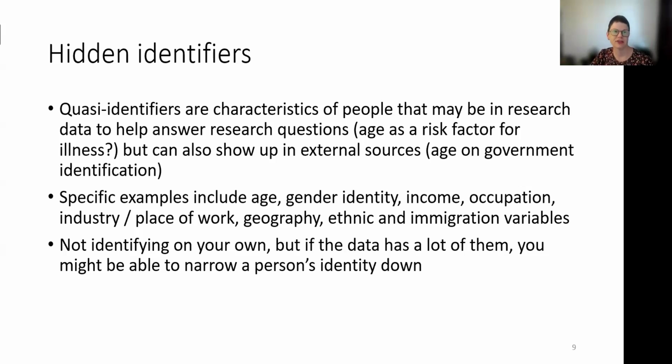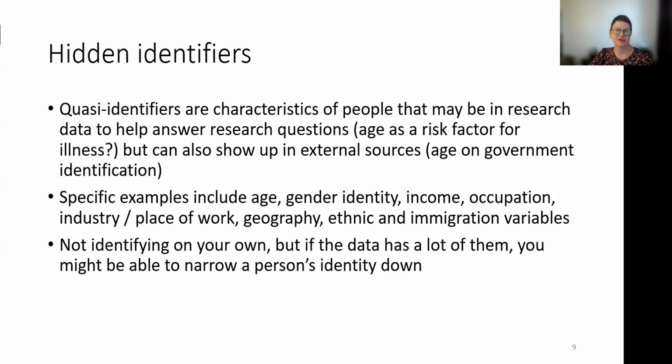So specific things that are often included in lists of quasi-identifiers are things like age, gender identity, income, occupation, industry or place of work, anything linked to geography, to where somebody is, ethnicity. Did I list that one? Oh, languages spoken, someone who speaks 3 specific languages. Immigration variables. Are you an immigrant? When did you immigrate?